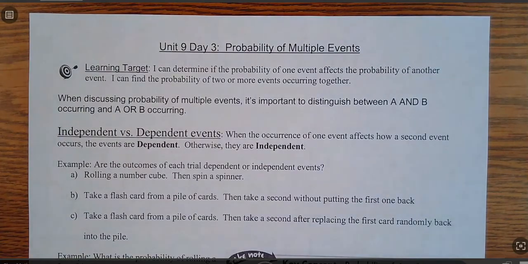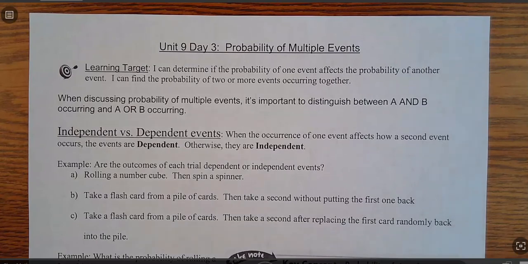Okay, so today we're going to talk about Unit 9, Day 3. Yesterday we did some probability. Today we're going to do probability of multiple events. So our learning target: I can determine if the probability of one event affects the probability of another, and I can find the probability of two or more events occurring together.